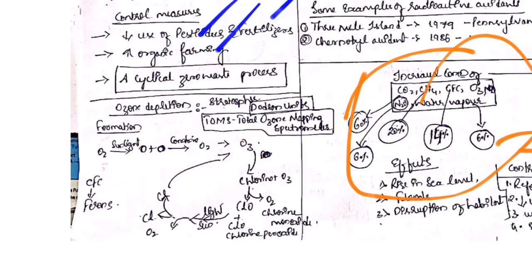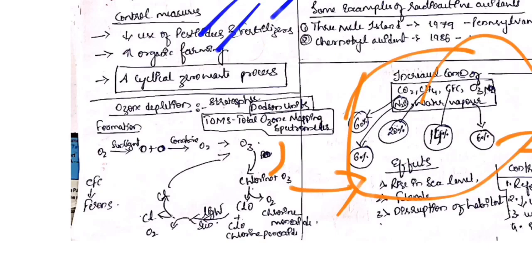But due to the usage of greenhouse gases, take the example of chlorofluorocarbons. Within the chlorofluorocarbons, chlorine is present. This chlorine gets attached to the ozone. When it gets attached to the ozone, it releases two oxygen molecules and forms chlorine monoxide. So two oxygen molecules are released, and it combines with one oxygen atom and forms chlorine monoxide.